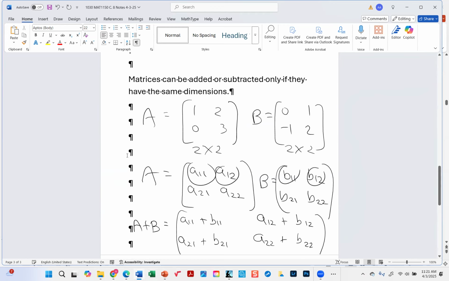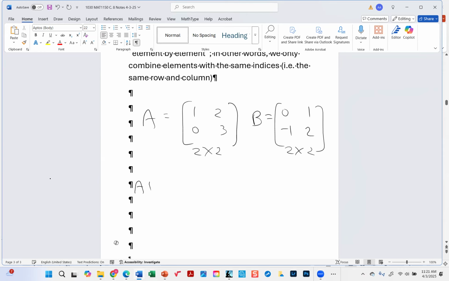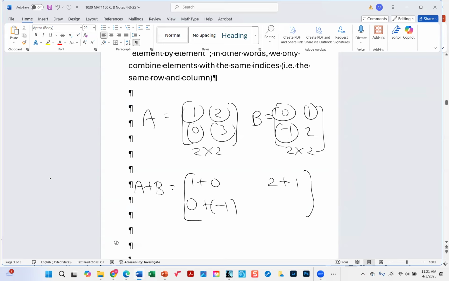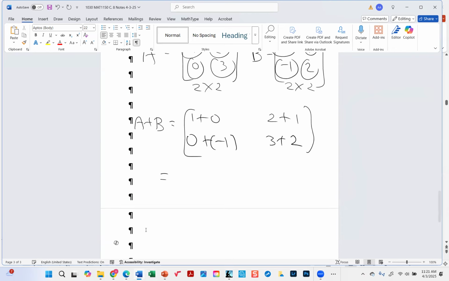All right, so if I go back to this and do the actual numerical example, you'll see what I mean. A plus B would therefore be 1 plus 0, 2 plus 1 over here, 0 plus minus 1, and then finally 3 plus 2. And that's going to leave me with 1, 3, -1, 5. And that's all there is to it.